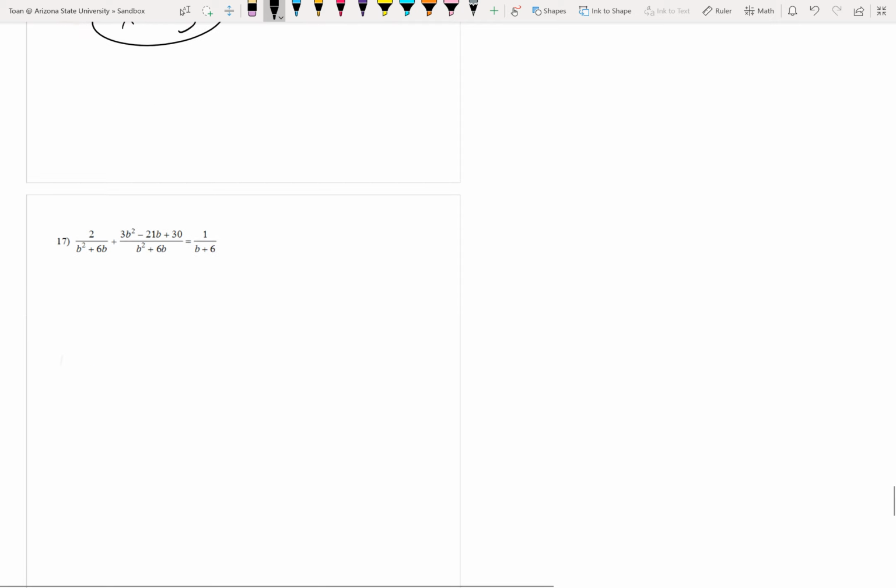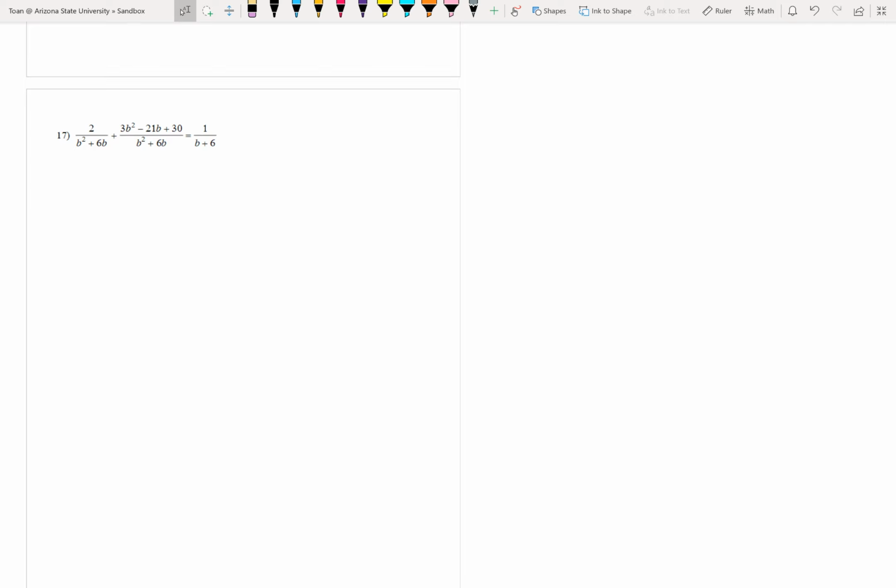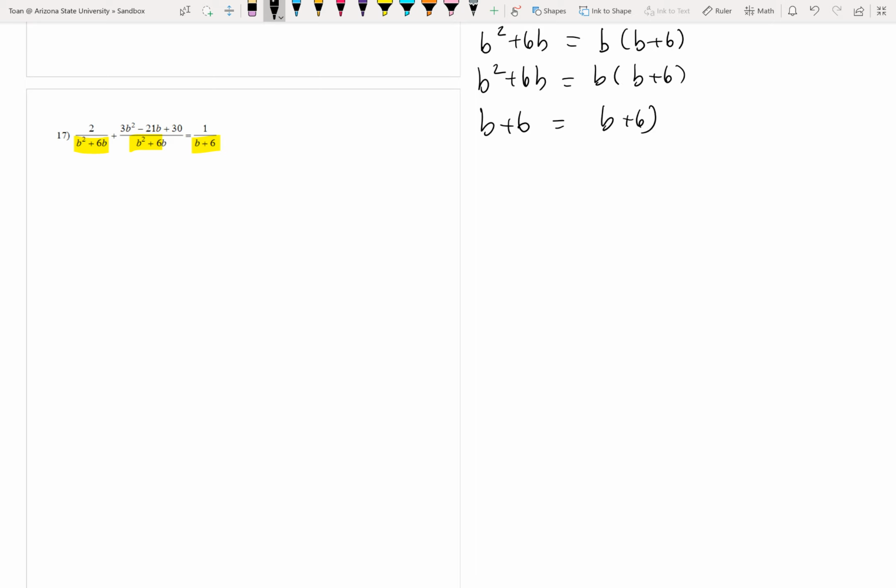Number 17 looks wickedly scary and complicated. It's a rational equation. Lots of different methods and techniques to solve rational equations. The technique I like is clearing the fraction. And to clear the fraction, we need to find the LCD. And again, if you can't know what the LCD is by just looking at it, go ahead and write down the denominators on top of each other. b squared plus 6b, b squared plus 6b, so they'll be the same, b plus 6, and then go ahead and factor everything. b plus 6, b plus 6, b plus 6.